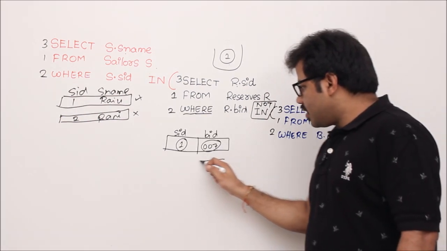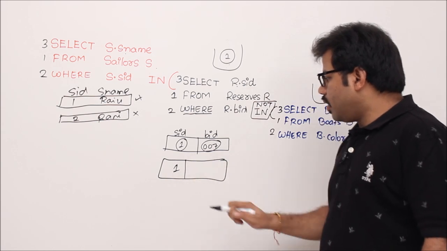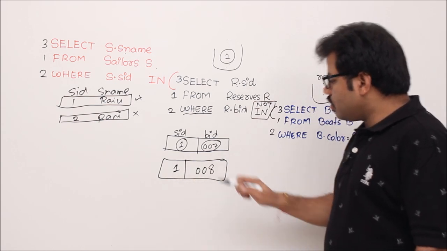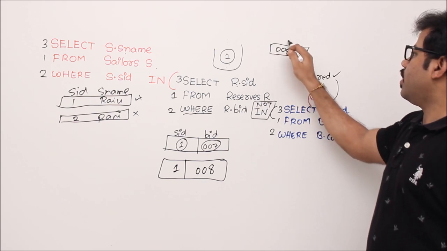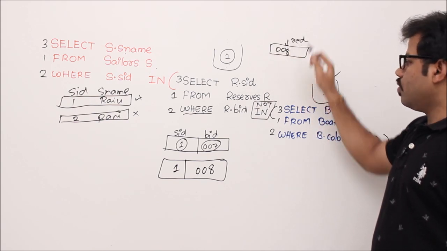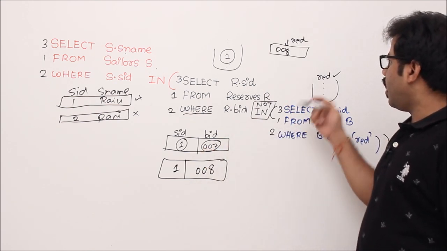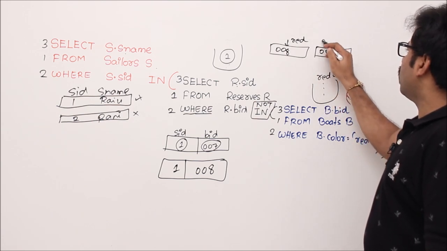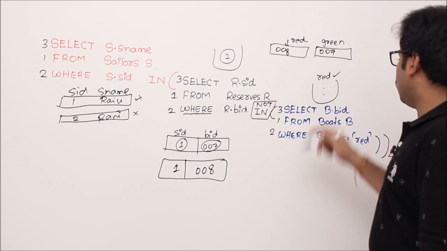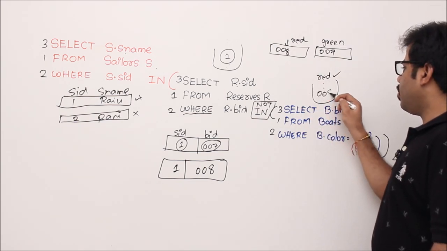Who knows this one? For example, let's say you have another reservation for the same SID 1 but boat 008, where 008 is a red color boat. Imagine this situation. So 008 is a red color boat. Now, since 007, let's say 007 is a green color boat. So these are all the collection of red color boats. Since 008 is a red color boat, it will be here.